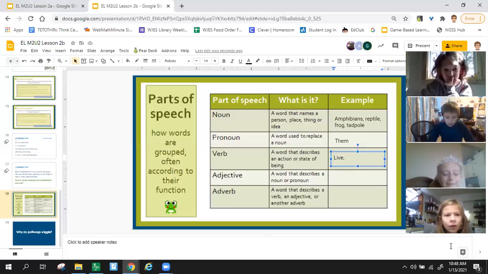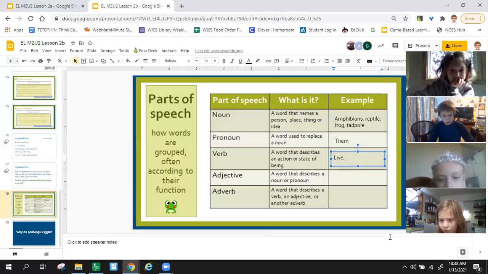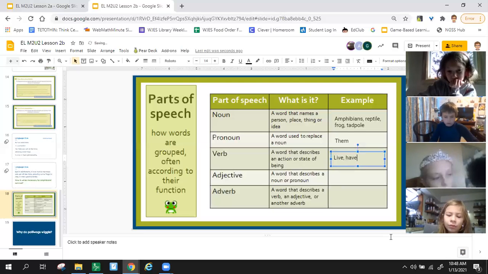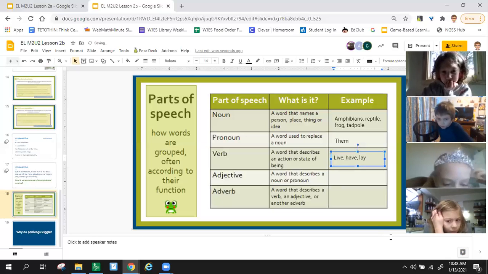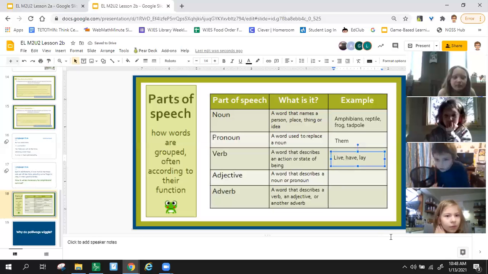It's okay. How about look at that second set? It says reptiles have scaly skin. So what do they do? They have, right? How about the second one? Reptiles do what to eggs? What do amphibians do? They lay eggs. Very good.